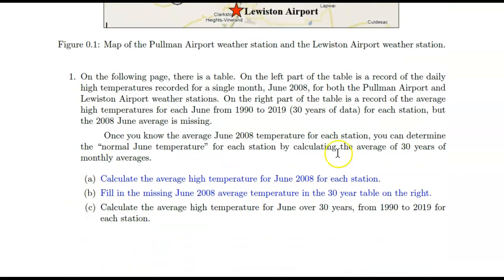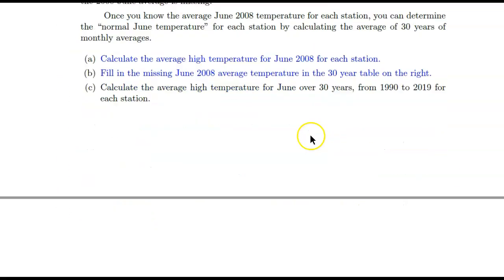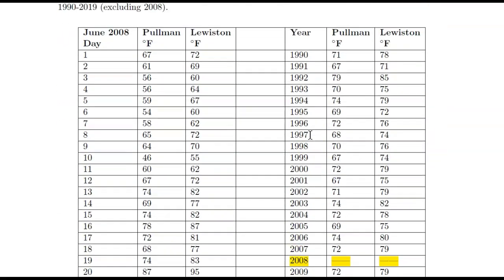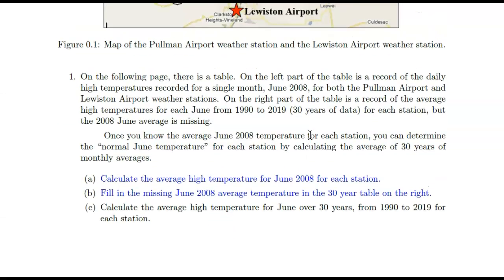Okay, so on the following page, there is going to be a table. So here is that table. On the left part of the table is a record of the daily high temperatures recorded for a single month. That month is June of 2008 for both Pullman Airport and Lewiston Airport weather stations.